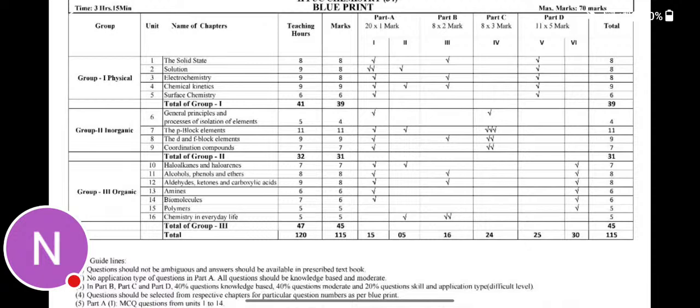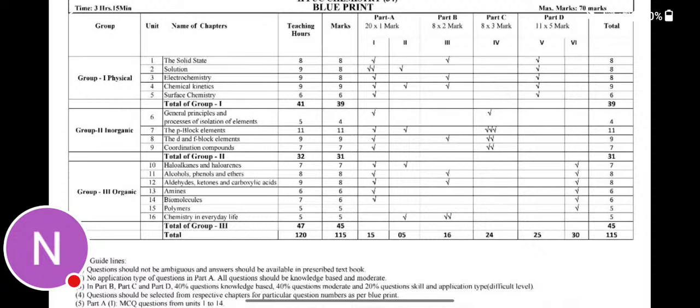And chemistry in everyday life, 5 hours is the teaching hours. 5 marks is allotted as follows: second main, 1 question for 1 mark, and third main, part B, 2 questions as 2 marks each, that is totally 4 marks, so totally 5 marks.